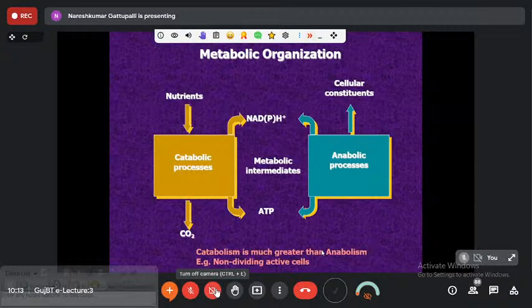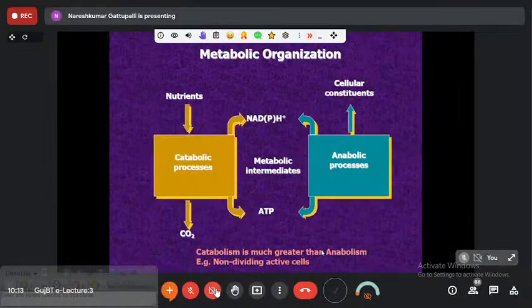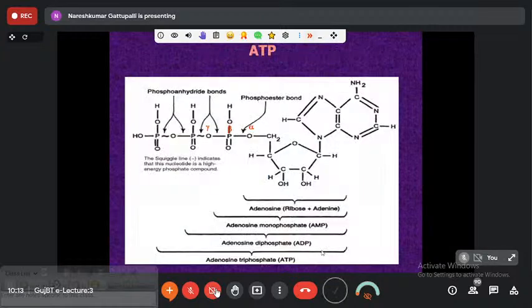You can see non-dividing cells also utilize a lot of energy. The brain is a very simple example. But of course, it doesn't mean that there is no anabolism. There is a lot of protein synthesis and other things going on. But most of the energy in these non-dividing cells goes to functions other than the anabolic process. So that is the overall perspective.